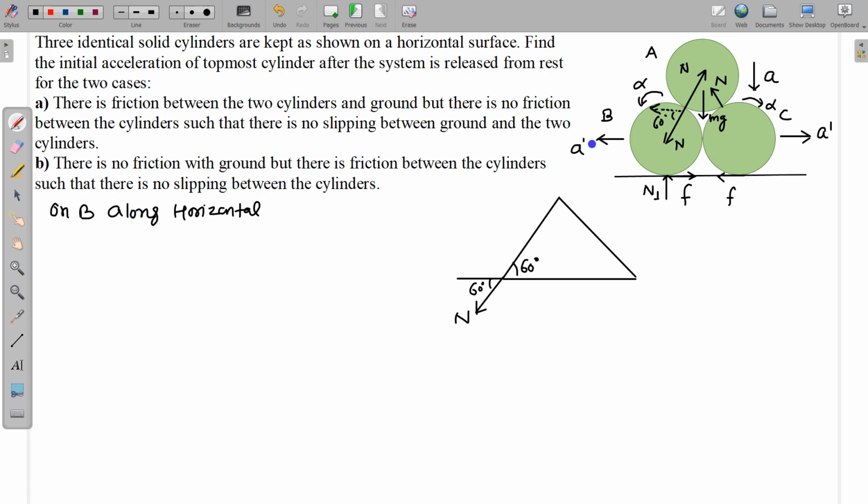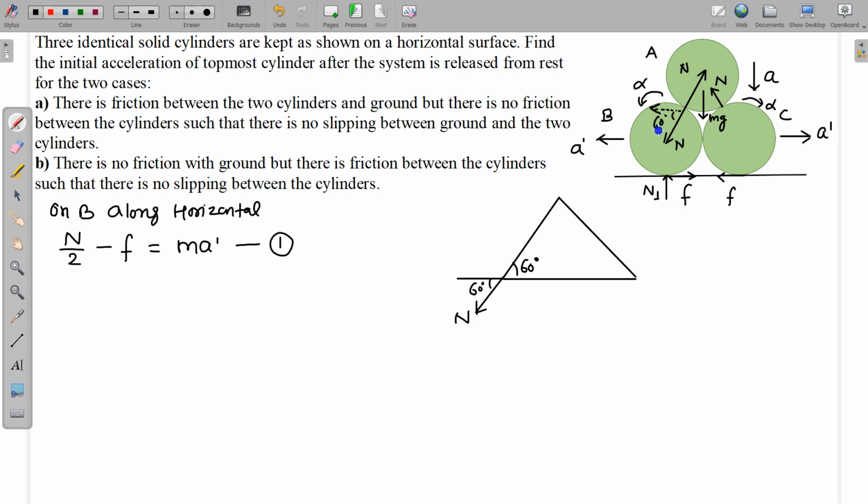So normal reaction has component N cos 60. So this is N cos 60, which will be N by 2. So this is N by 2 minus this friction F. This is equal to m a dash, mass is equal to m. So this is our equation number 1.